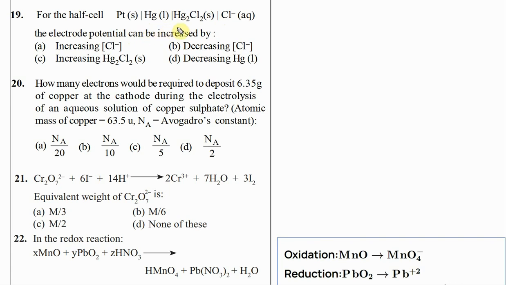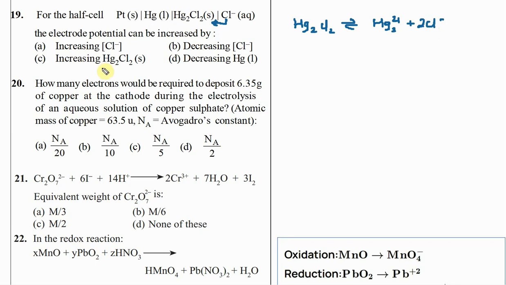Now what you can do, if I increase Cl minus, what will happen? If I increase this, it will go backwards, because basically this is a Hg2Cl2 solution, which is a sparingly soluble one, because they put this as a solid, Hg2 plus 2Cl minus. So I want to decrease my Cl minus. Correct? I want to decrease my Cl minus.